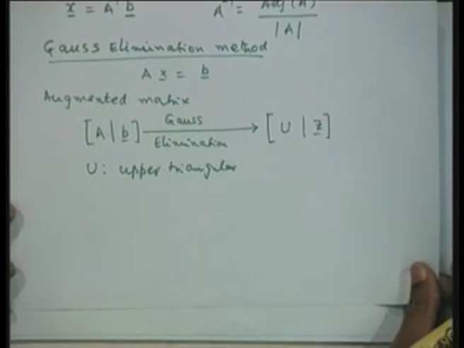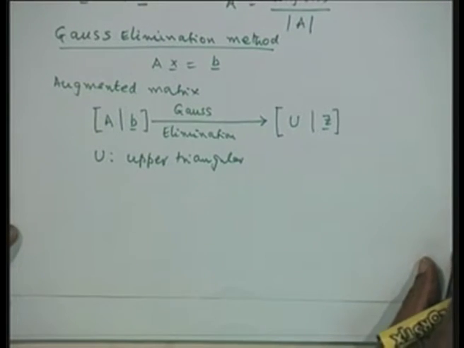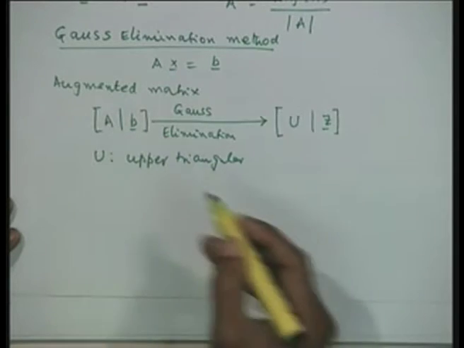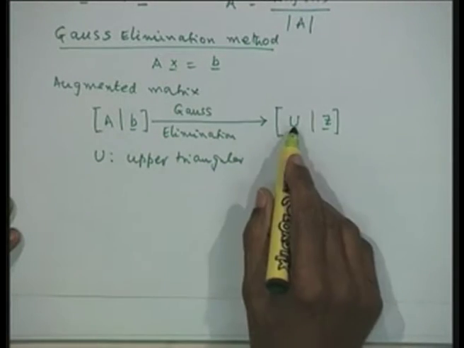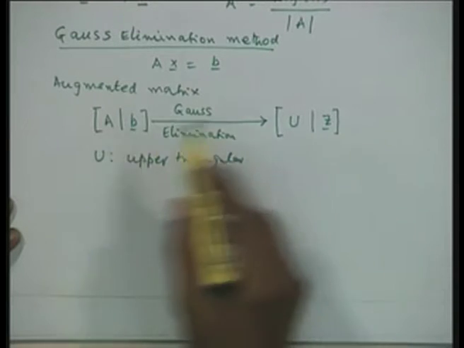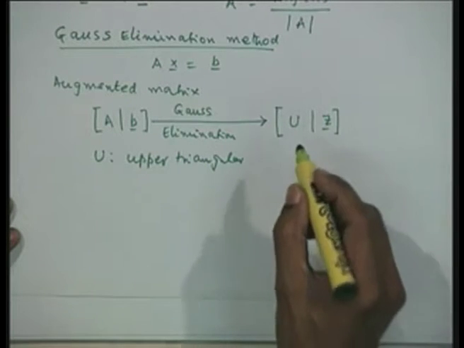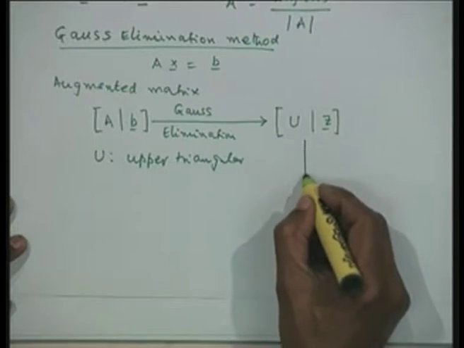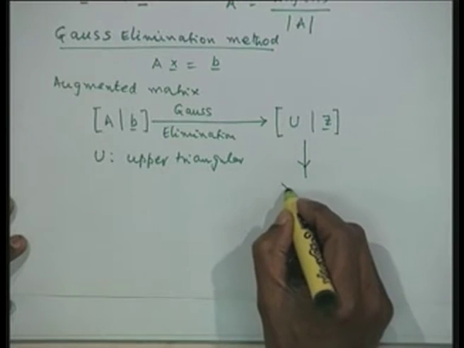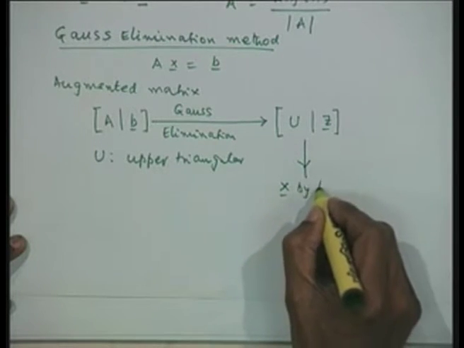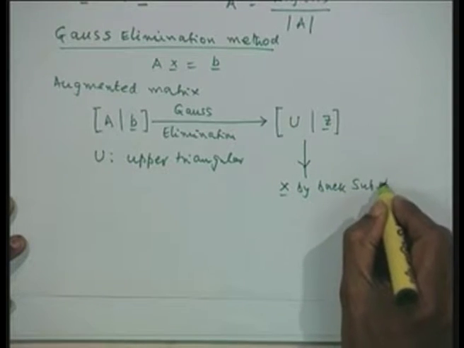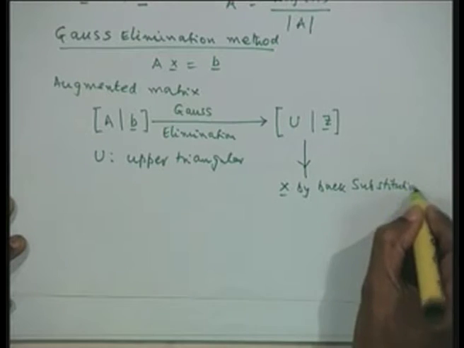So, we shall reduce an augmented matrix into this particular form where U is upper triangular and Z is the changed vector of B. Now, once this is an equivalent system, that means the solution of this is the same as the solution of this, then I can find the solution by the back substitution method which we have just now described, because U is upper triangular. Therefore, I can get the solution x by back substitution.